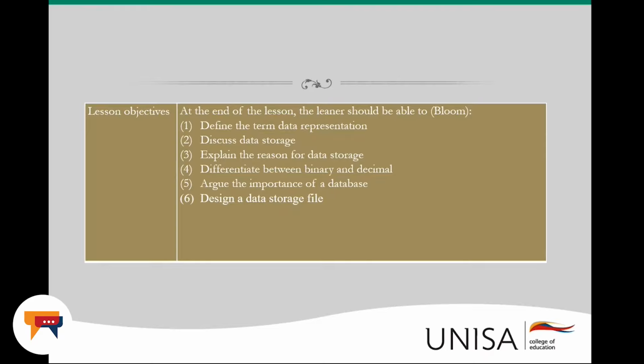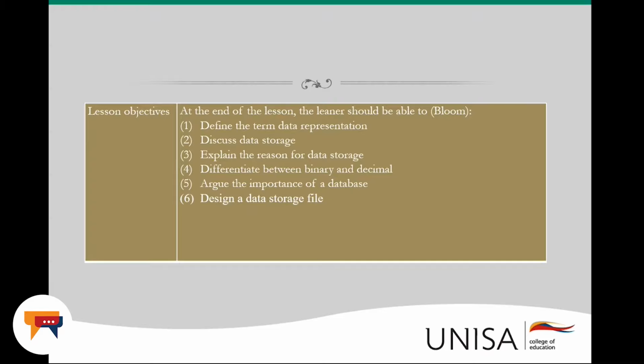That is level 3. Now for level 4, at the end of the lesson, the learner should be able to differentiate between binary and decimal. These things that I'm saying the learners should be able to do are based on the content that they're going to be learning in the lesson.